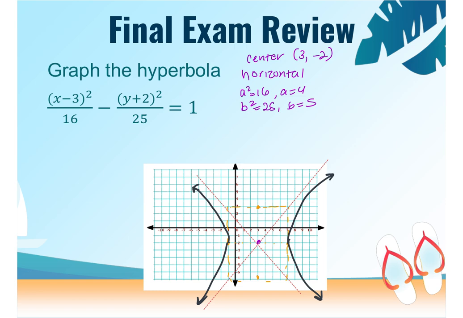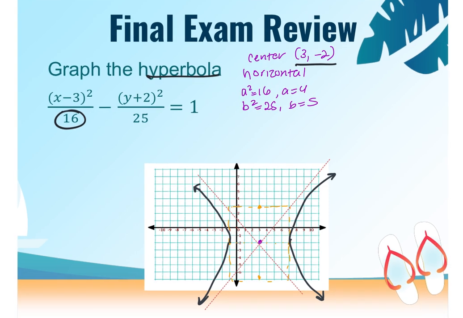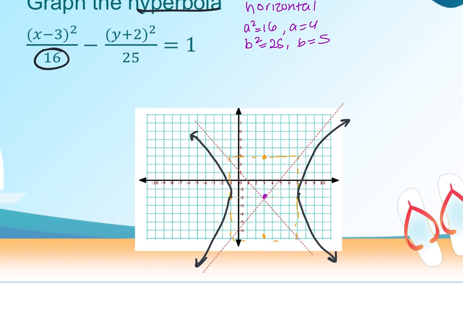Then came your hyperbola. So also opposite of what follows x, and then what follows y is your center. This time, order matters for a hyperbola. The A is underneath the first one, so whatever's positive. So the A squared is 16, making A 4. B squared is 25, making B 5. And because the A is underneath the x, this is going right and left. So then I went from the center, right and left, 4, up and down, 5.